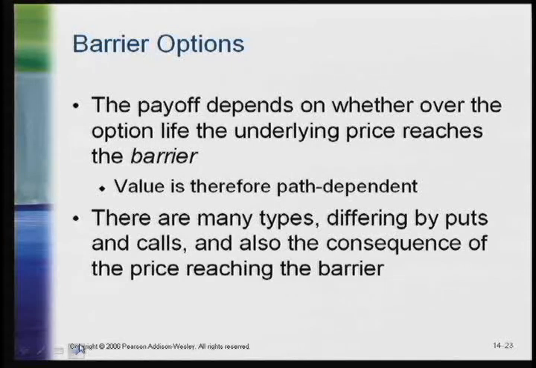If we have a 1-year barrier option and it's a call, and we know at expiry that the price is above the strike price, we still have to know the path of prices along the way. Because if that path of prices hits the barrier, that'll affect whether a payoff is made or not. There are several types of barrier options. Of course, there's puts and calls.